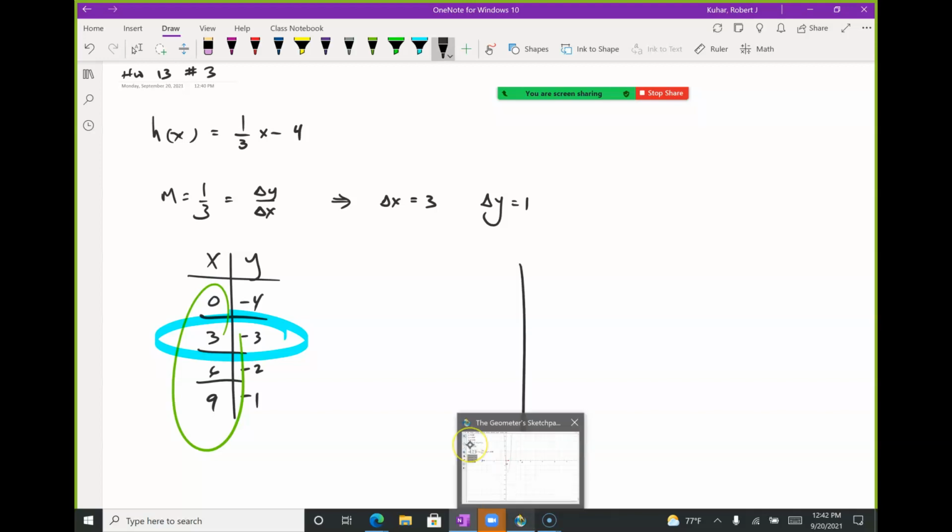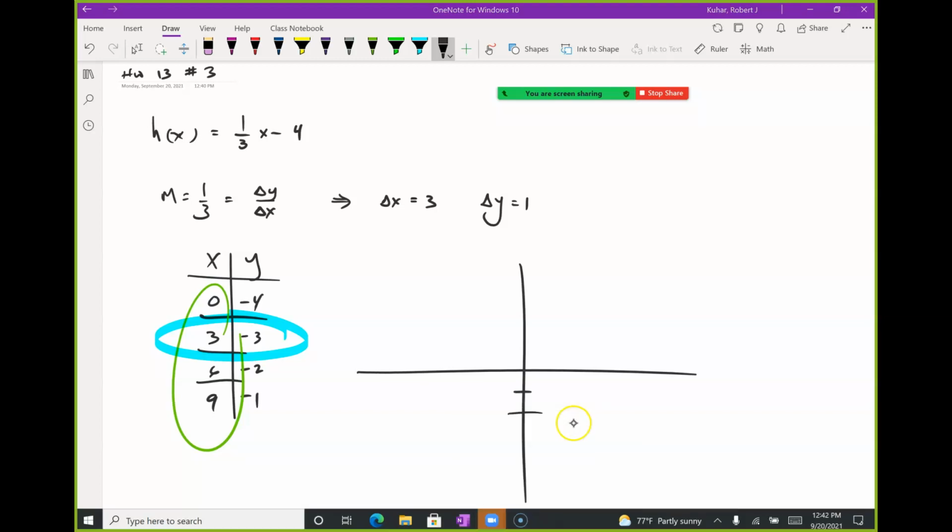So if I'm going for my graph, I'm starting at 0, -4. And I'm walking up 1 and over 3. So up 1 over 3. And there's my graph. So I've got 0, -4, and guess what? I've got 3, -3 there.